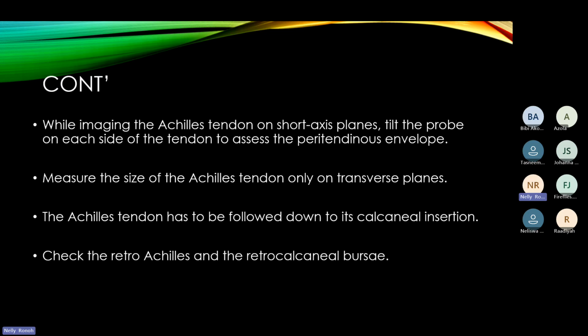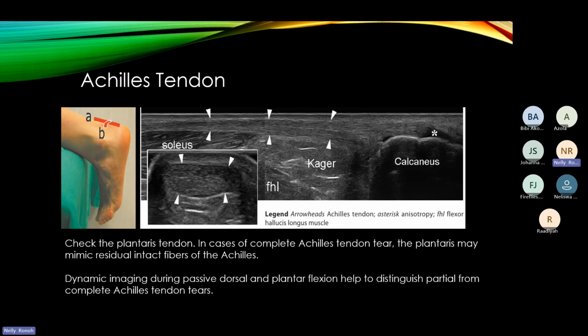Check the retro-Achilles and the retrocalcaneal bursa. And of course, all bursas are usually just above the tendon itself. You check both the bursa and you also check the tendon sheath, which would be closer to the bone. Just between the bone and the tendon, there'll be that sheath, and that is also where fluid could collect. So this is how the leg would be positioned, as you can see.